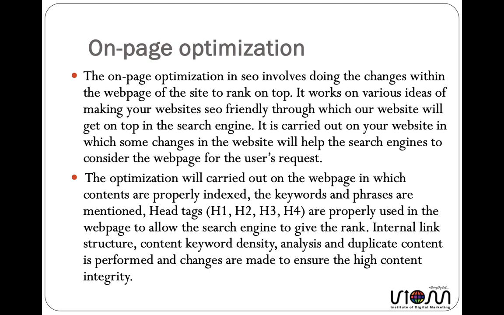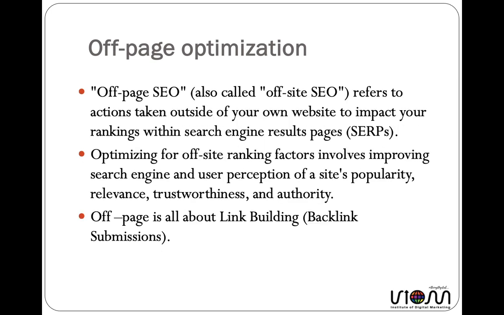So this all comes under on page. Plus, our content should be original, it should not be copied content. So these all come under on page. So what is off page optimization? Off page SEO refers to the actions taken outside of your own website to impact your ranking within the search engine result pages. Search engine result pages are nothing but Google's first page. We also call it SERPs. So this is off-site SEO.